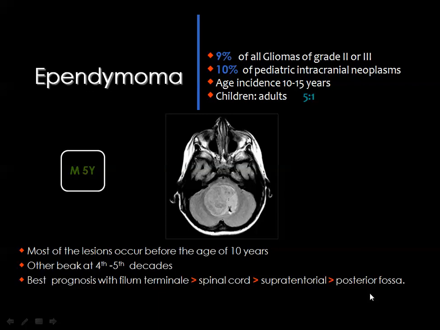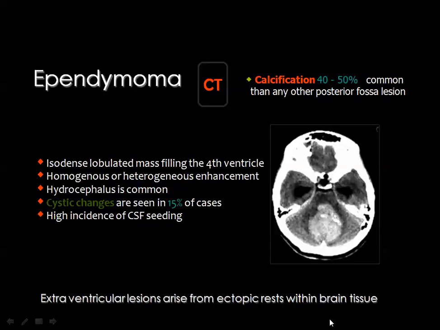And ependymoma will show a mass which is of relative isodensity to the brain parenchyma. It is located in the midline region of the posterior fossa, centered actually on the fourth ventricle. And this is one of the common lesions that can show calcium in the posterior fossa, and the calcification ranges between 40 to 50% in ependymomas. Then whenever you inject the contrast media, you may get homogeneous or heterogeneous contrast enhancement.